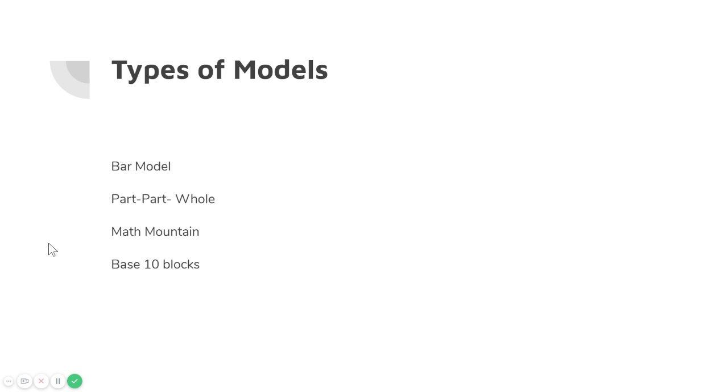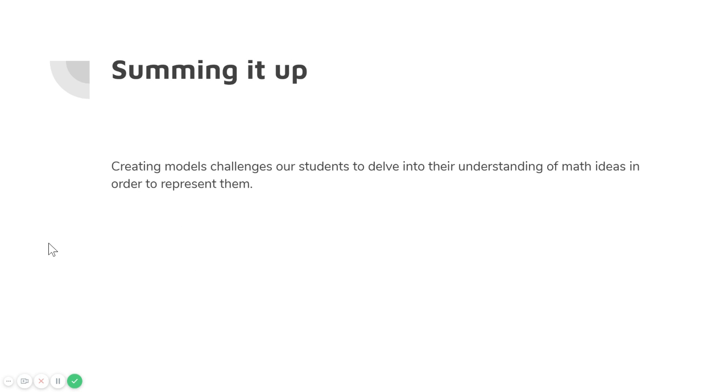So some types of models we can use are the bar model, the part-whole model, the math mountains, and the base 10 blocks. There's drawing models, there's the standard algorithm, there's the area model, there's the place value model. There are so many, and some of them have multiple different names, but there's lots of different ways that you can do these. One thing that I want you to think about: creating models challenges our students to delve into their understanding of math ideas in order to represent them.